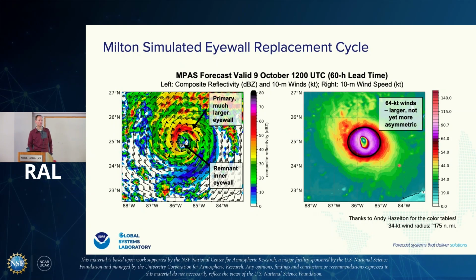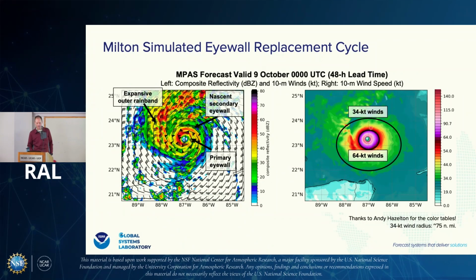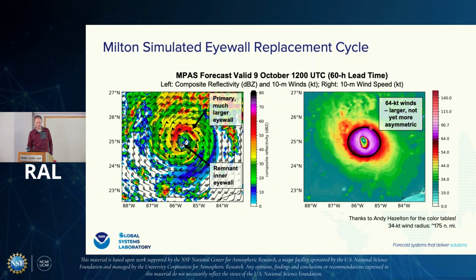And in our model, by this time, here looking at 12 UTC, so a 60-hour forecast, we see this remnant inner eye wall here as well, and this primary much larger outer eye wall has become dominant, and over the course of the next 6 hours, that inner eye wall completely goes away. This 64-knot wind field has increased in size. I'll go back to this image and this image. These cover the same horizontal extent, although it's not yet become more asymmetric.